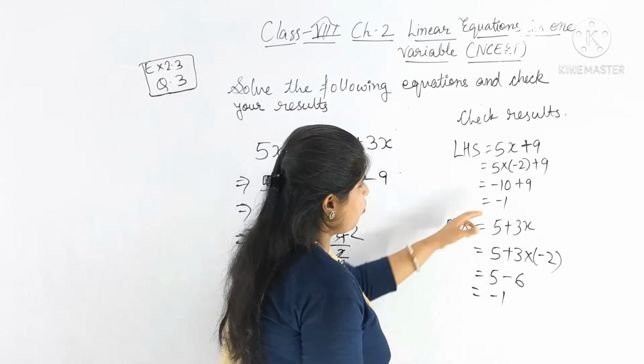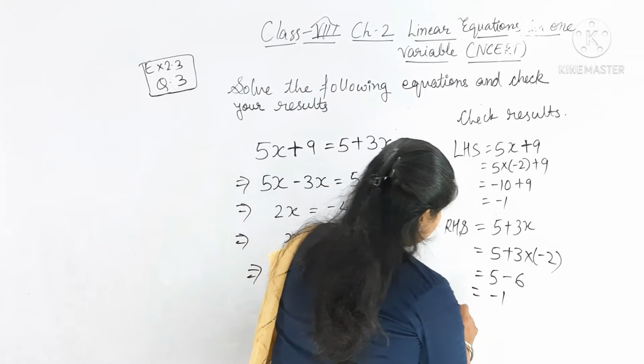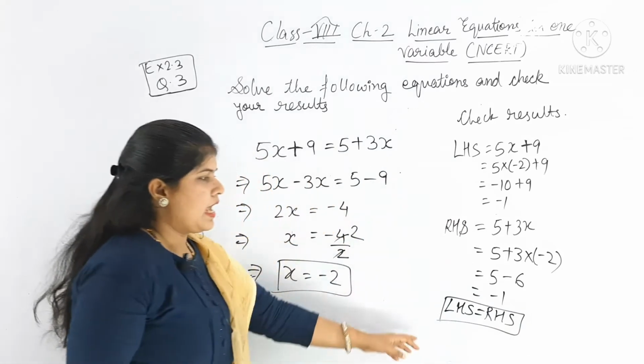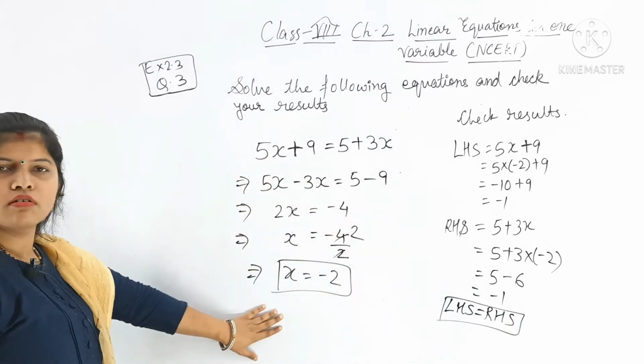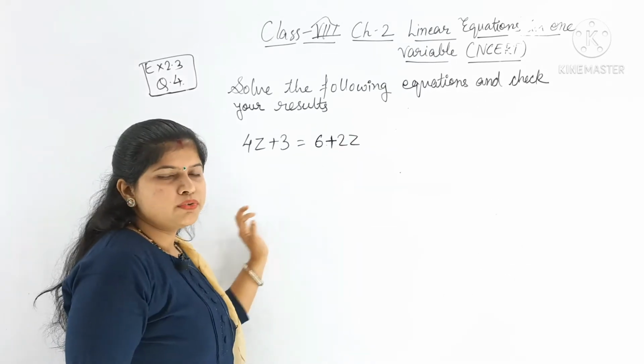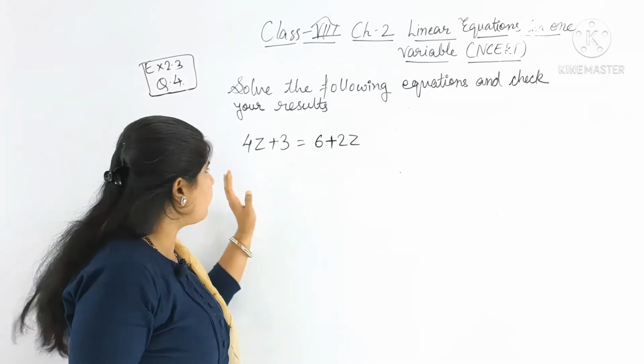So I am getting both equal. LHS equal to RHS. Okay, LHS equal to RHS. Therefore, this number is correct. Now students, let's see the next question, that is question number 4.